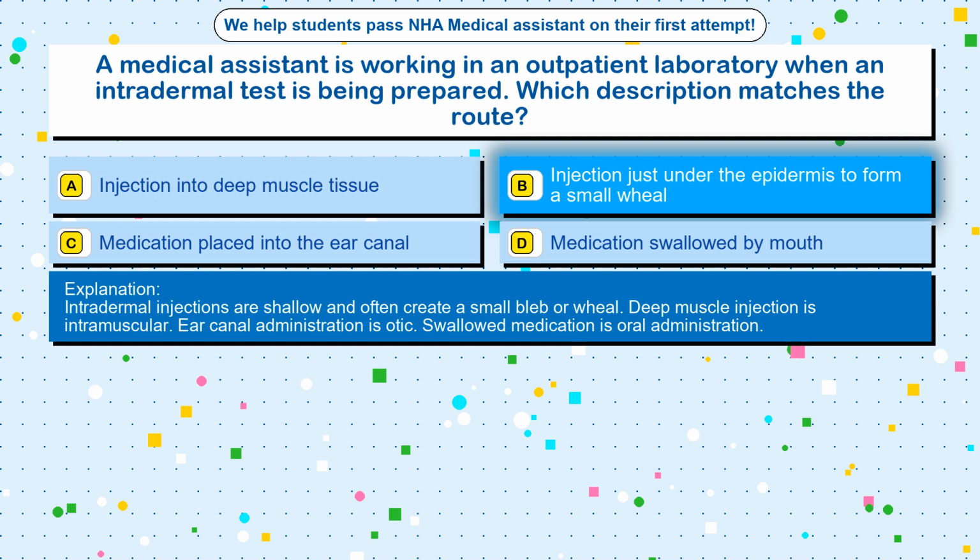Intradermal injections are shallow and often create a small bleb or wheal. Deep muscle injection is intramuscular. Ear canal administration is otic. Swallowed medication is oral administration.